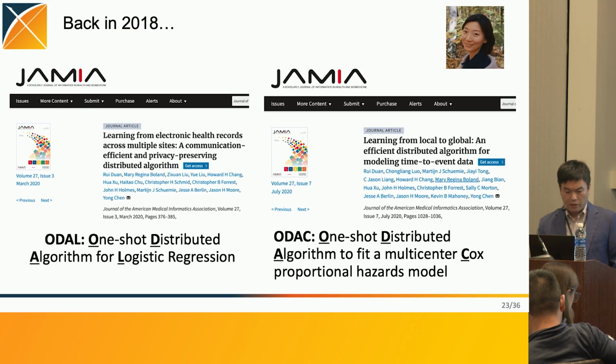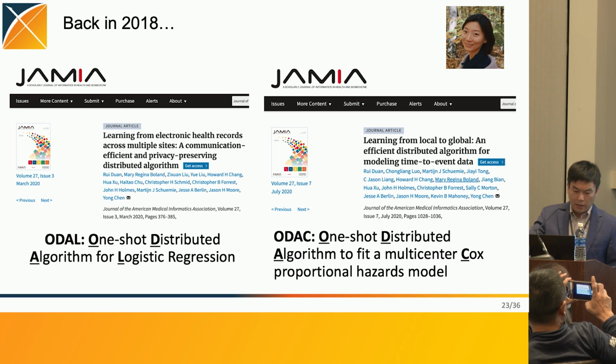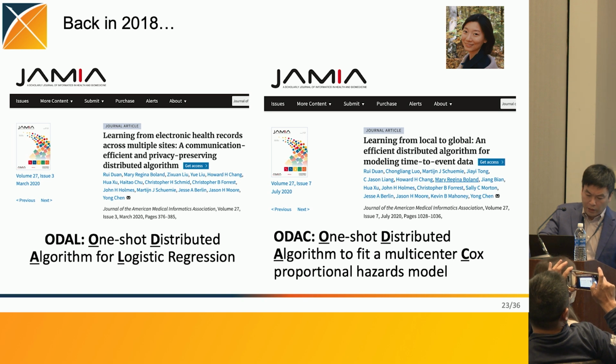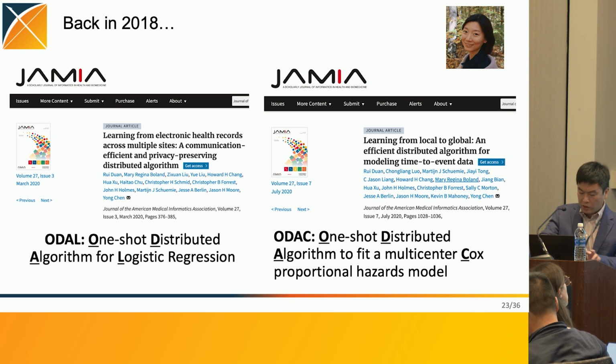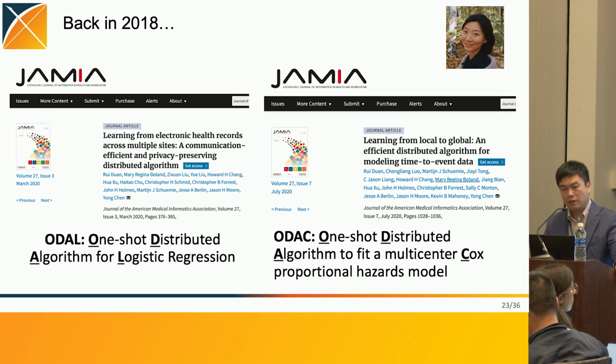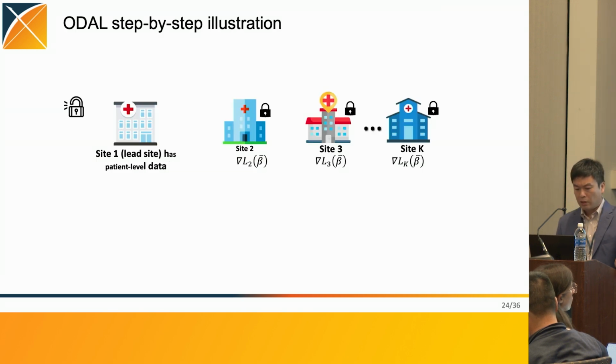The very early analysis was called OHDSI. This was developed, led by my former student, Ray Duan, now at Harvard Biostat. She led the development of these two algorithms called OHDSI and OHDAC. It's a one-shot distributed algorithm for fitting multi-center Cox proportional hazard model and logistic regression model. These two models are so popular in epidemiology and biostatistics. Let me just demonstrate how it works.